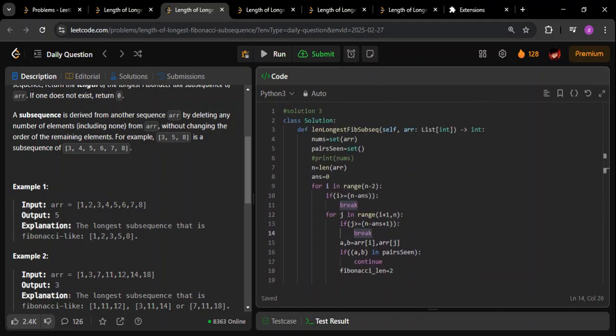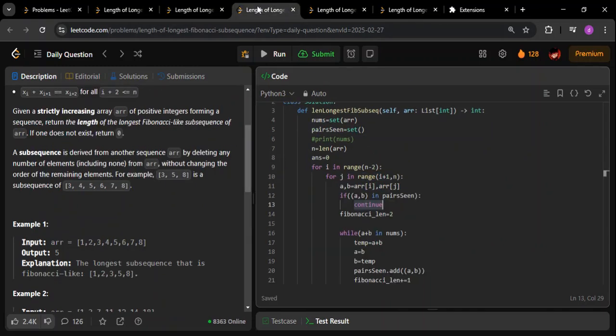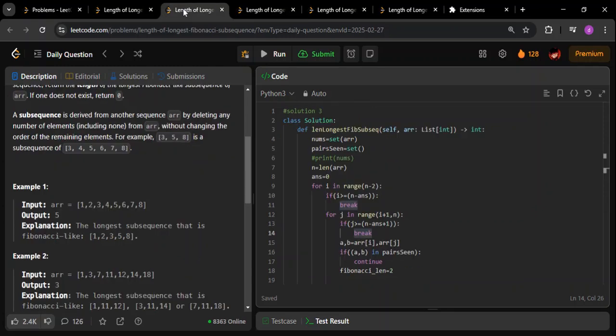I've shown you 3 solutions. In the first solution, we are doing the simple stuff. In the second solution, we tried to save the pairs that we already explored so that we do not explore them again. In the third optimization, I have now included these two if conditions.